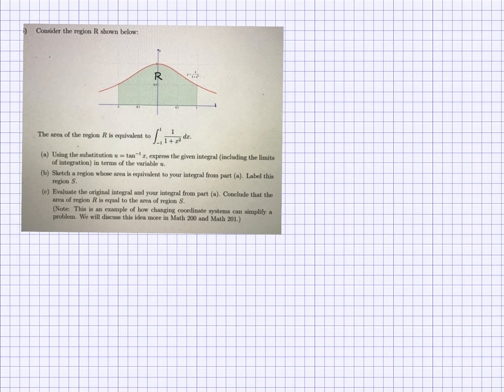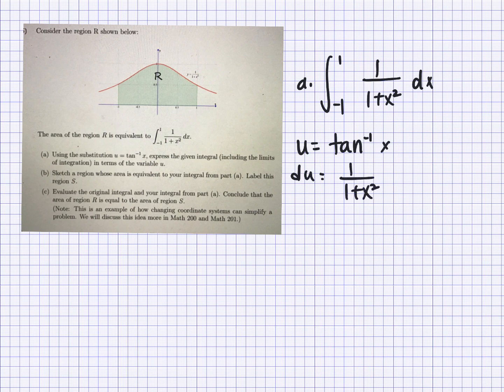So the question is really asking for A. Let's get a pen out here. For A, it just says use U substitution. So if I have the integral going from -1 to 1 of 1 over 1 plus x squared dx, if I set u equal to tangent inverse of x, then du is going to equal 1 over 1 plus x squared dx, and I can use my u substitution.